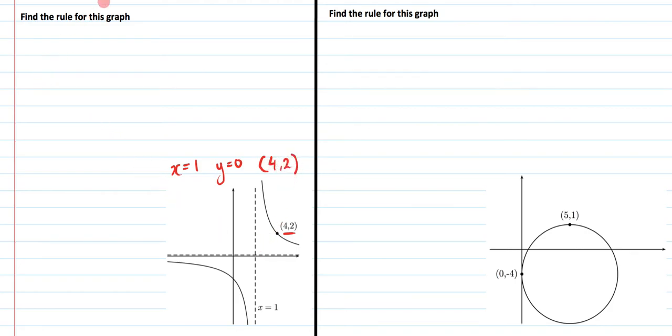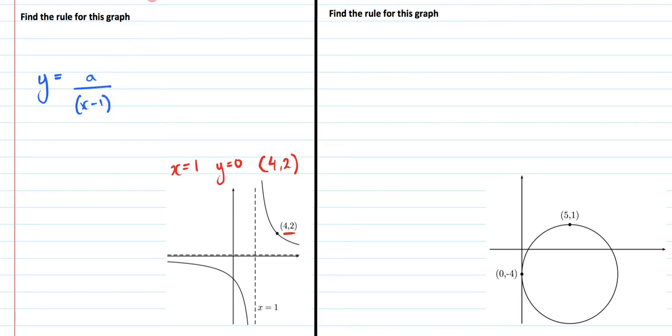Therefore, my rule will be y equals, I'm going to have some dilation factor. It's translated horizontally 1 to the right, and it's moving up 0 spaces. So it's going to be y equals a over x minus 1.